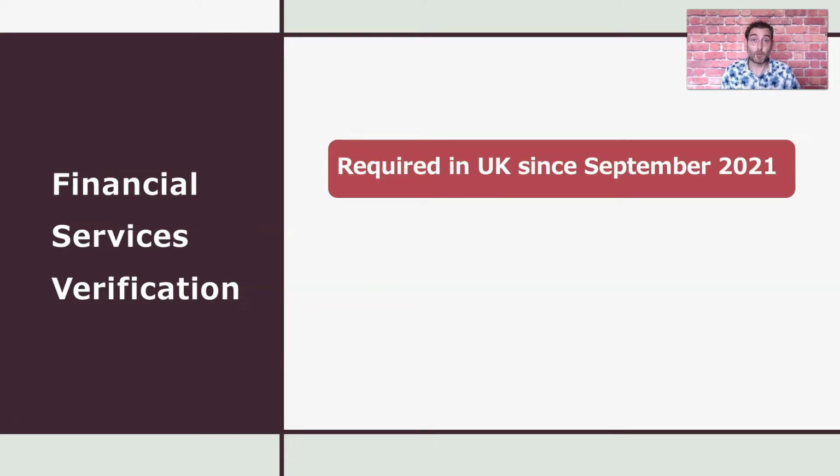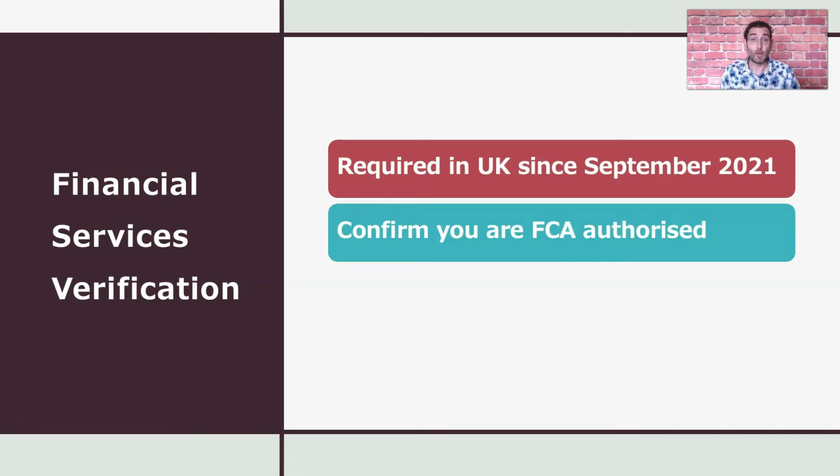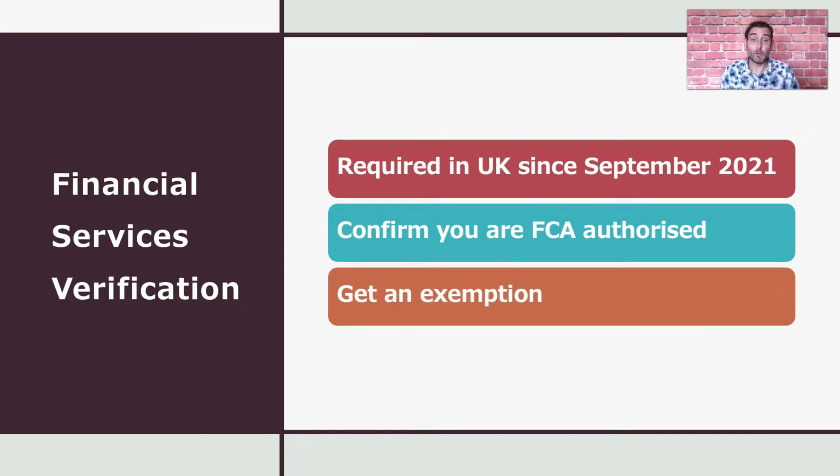In order to get verified, you'll need to do one of two things. You need to either prove to Google that you are an FCA authorised firm, or you need to successfully apply for an exemption from the verification. And obviously, as a mortgage broker or financial advisor, you're going to be on the FCA register, so that's the easiest route to take when it comes to doing the verification process. Also, I've never seen as yet anyone successfully apply for an exemption on this, so if you are FCA authorised, then definitely that's the easier path to take.